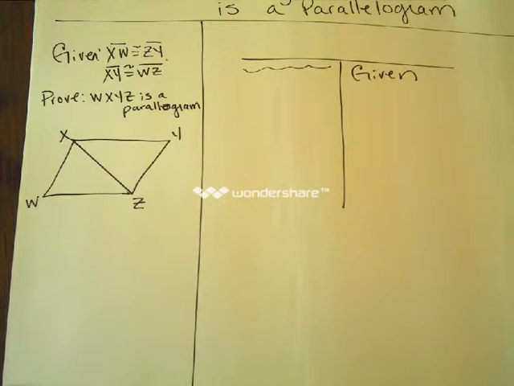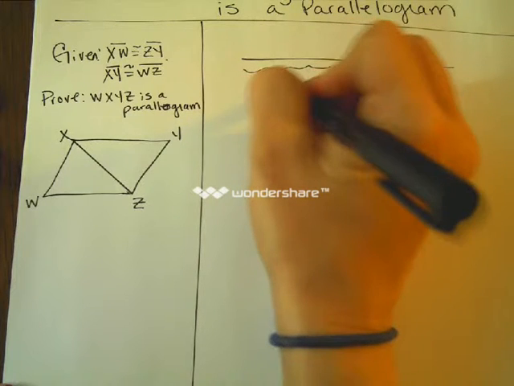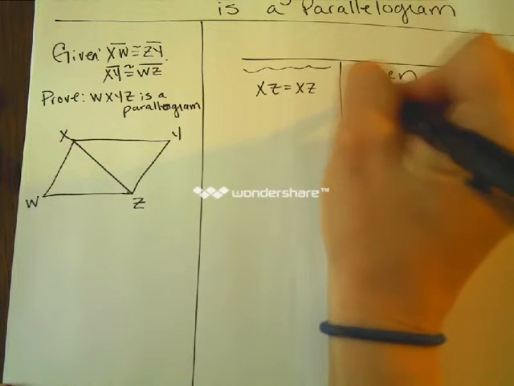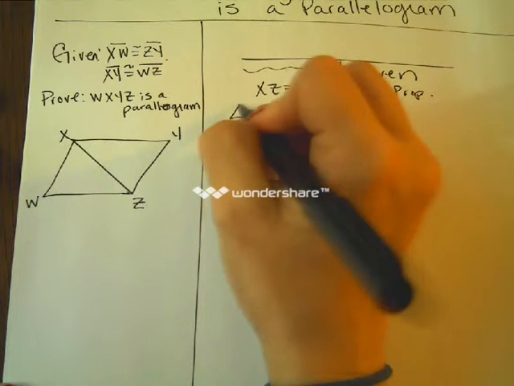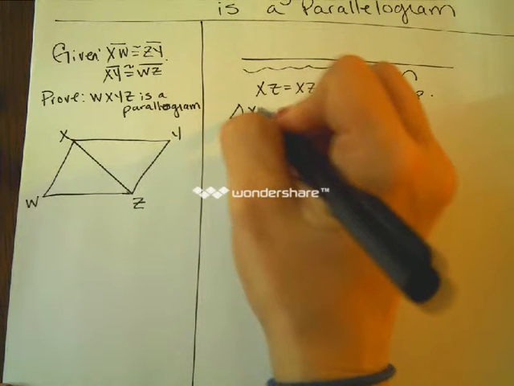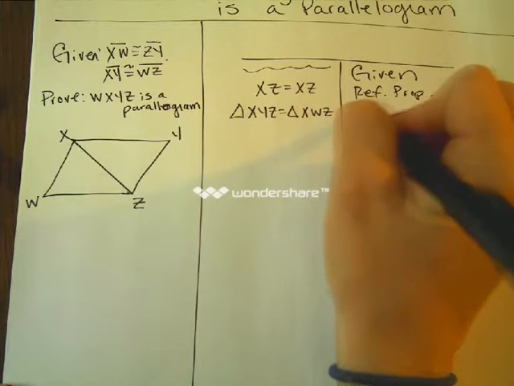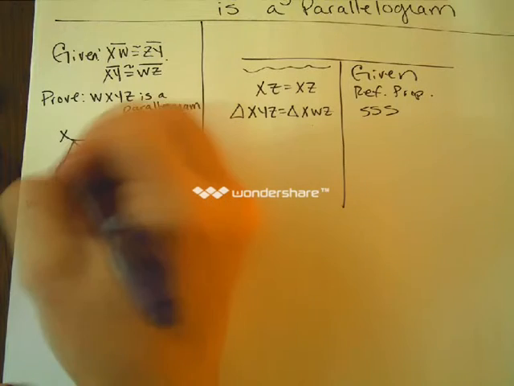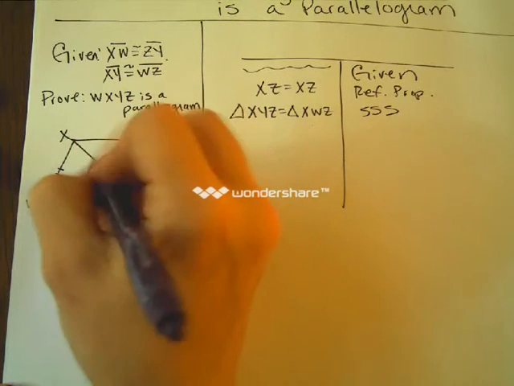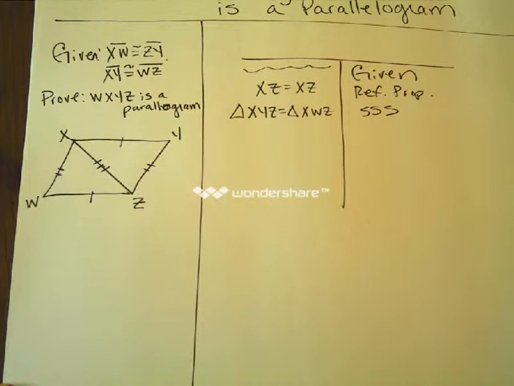So that tells us that angle WXZ is congruent to angle YZX, and it's by CPCTC. Because anytime the triangles are congruent, that makes all of their parts congruent. I did this backwards. CPCTC: corresponding parts of congruent triangles are congruent.